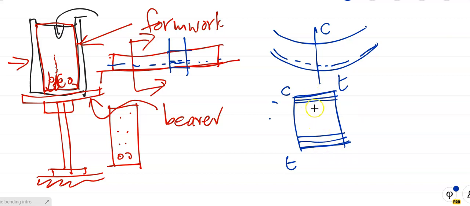Compression gets less. And somewhere in the middle there, there's nothing happening. At that plane there, compression changes to tension. That is why we call that the neutral axis. Because if I could take that plane out and analyze it, it's undergoing no stress at all. That's why we call it the neutral axis.